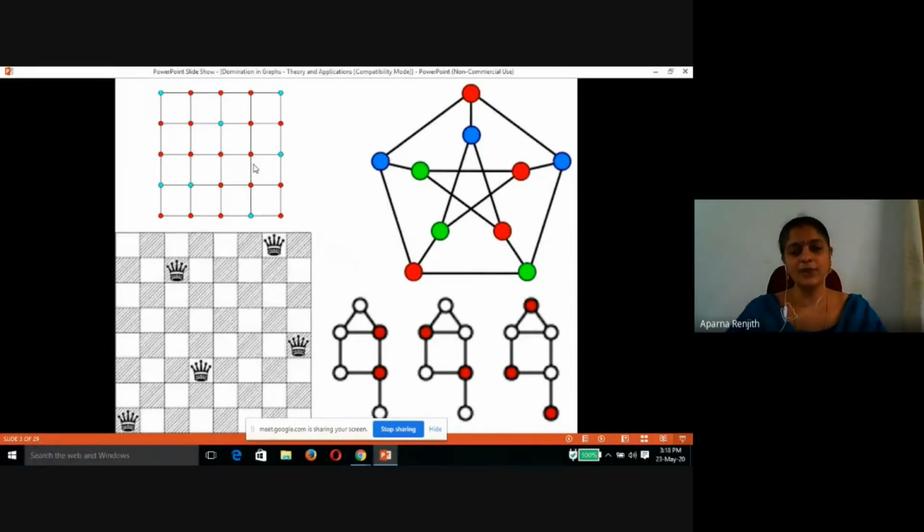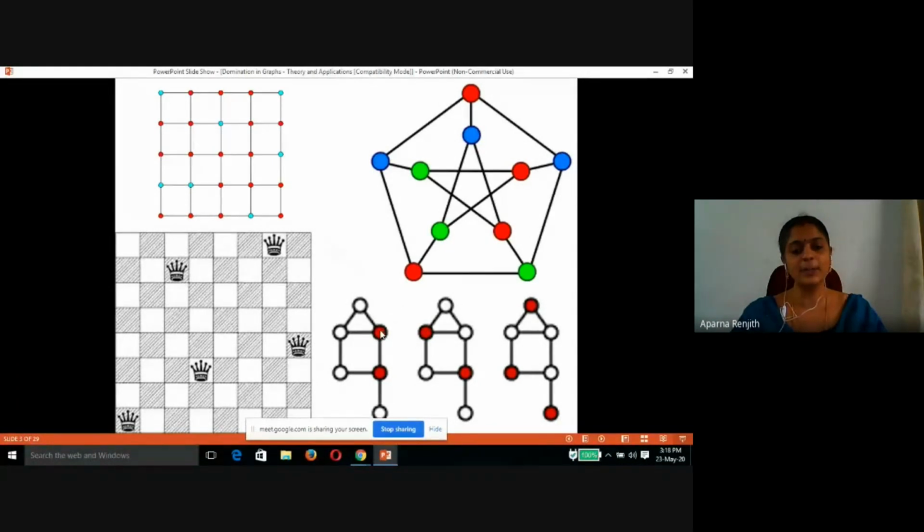Same graph I have drawn 3 times. Take the first example. You have 2 red vertices. All the white vertices are adjacent to one of the red vertices, and hence these 2 red vertices give you a dominating set. If you remove one red vertex from that set, it is no longer a dominating set. So these 2 vertices form a dominating set of this graph.